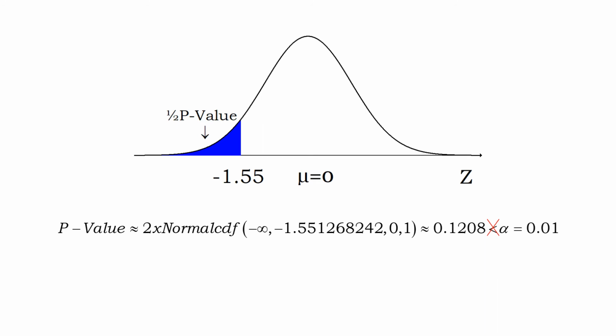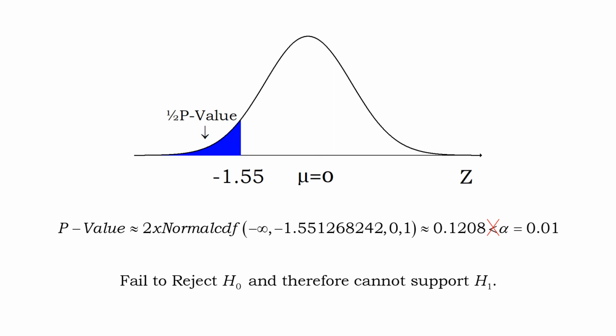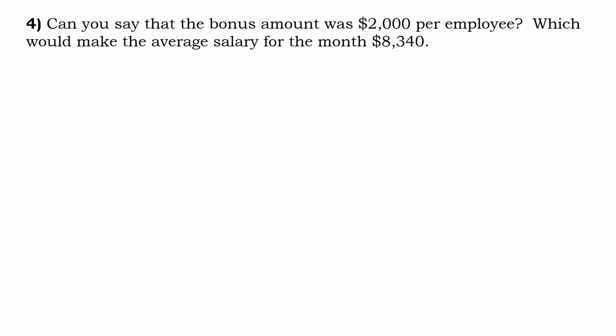So once we get our p-value, approximately 0.1208, I compare that to alpha. That is very much not less than 0.01, so I fail to reject the null hypothesis. And as always, when you fail to reject the null hypothesis, that means you cannot support the alternative. You have two options. If you cannot rule one out, you cannot say for certain the other one is true. That's what's going on here.